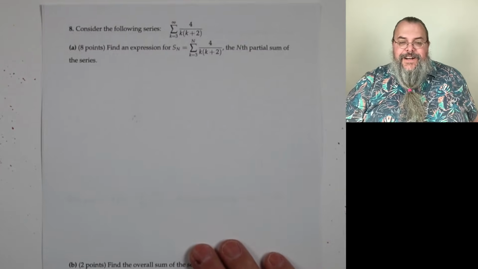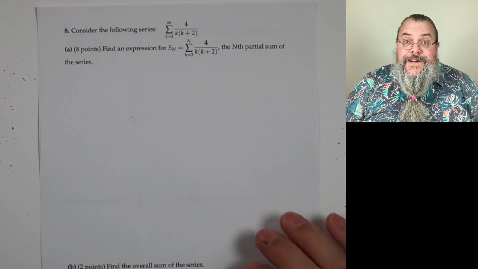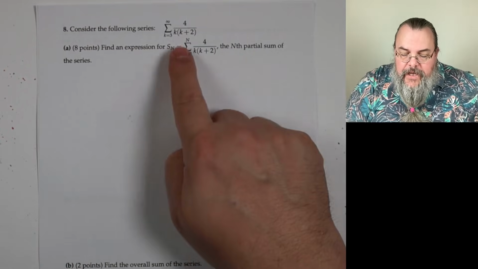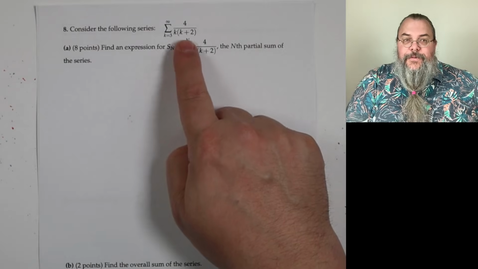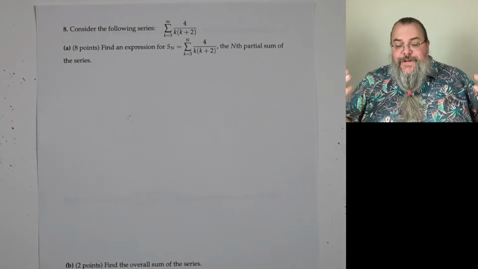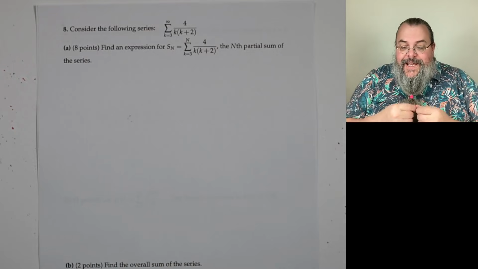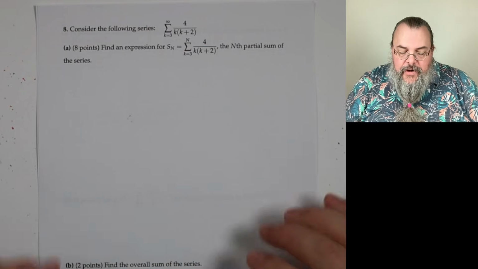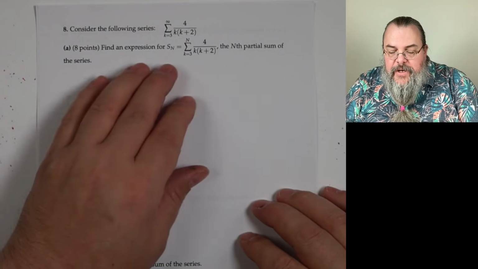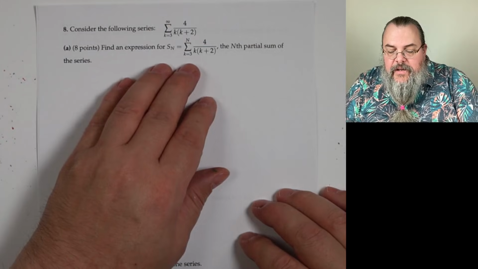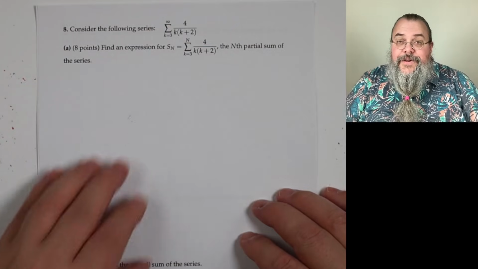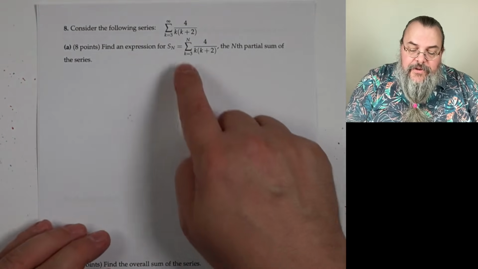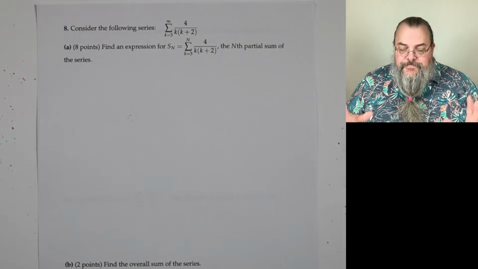All right, number 8. Consider the following series. Okay, I have considered it. Well, what is it? The sum, 3 to infinity, 4 over k plus 2. And part A, find an expression for Sn, the nth partial sum of the series. All right, so what's going on? We start at 3, we go to n.